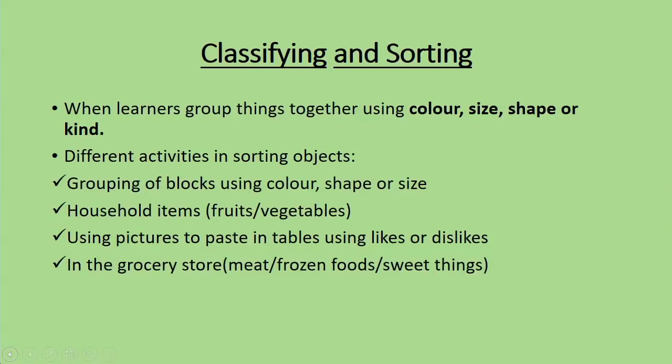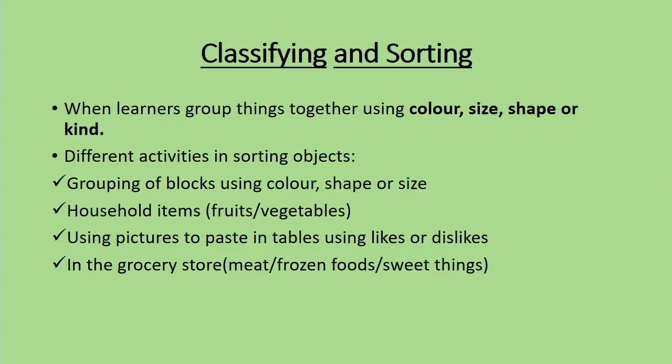Right. So what I have on my screen, different activities: sorting objects, grouping of blocks using color, shape, or size, like we have done. I can also ask my learner to classify household items like fruits and vegetables. I can ask them to bring magazines, cut out pictures of fruits and vegetables, and now they have to put them in a table where they differentiate my fruits and my vegetables.